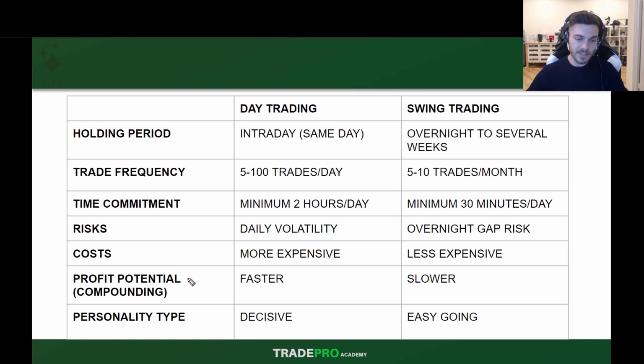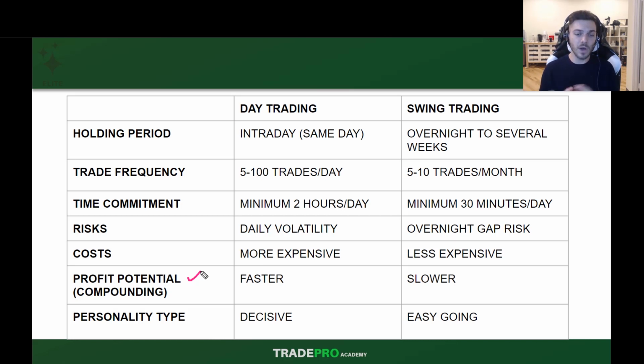All right, so now let's get down to the profit potential. As far as profit potential is concerned, it really depends on the actual trader. Day trading versus swing trading: if you have a crappy day trader and a good swing trader, obviously the swing trader is going to make more money. So this one is more reflective of the actual traders.